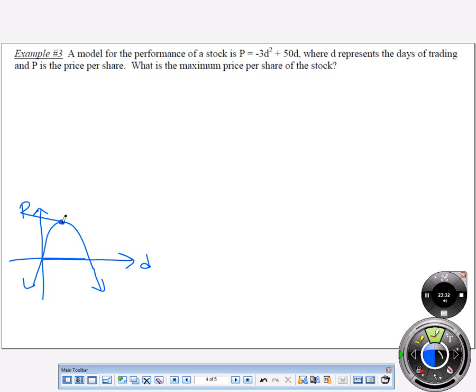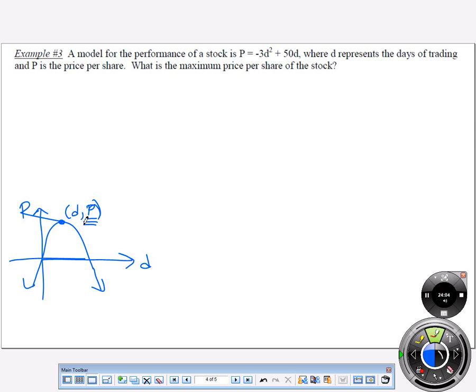So this vertex point has some D coordinate and some P coordinate, okay? And we're trying to find the maximum price per share. We don't want to list the whole vertex as the final answer to this question. We really just want to know what the p-value is of that vertex. Does the thinking part of it make sense? Yep. Because the graph was a parabola and face down, there is a maximum. I'm just understanding the maximum is a vertex. I don't have to graph the whole thing to figure that out.